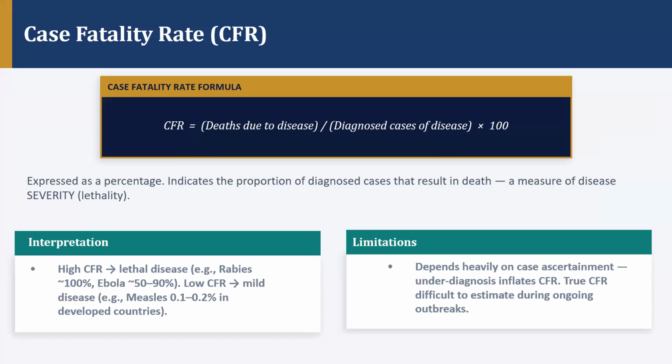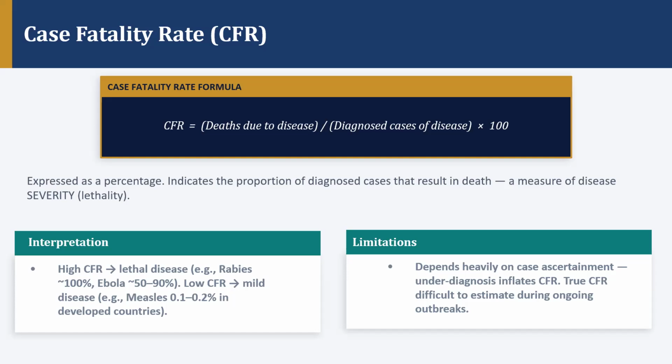Next is the case fatality rate. The formula of case fatality rate is deaths due to disease divided by the diagnosed cases of that disease multiplied by 100. It is expressed in percentage, indicating the proportion of diagnosed cases that result in death, a measure of disease severity. So, interpretation: a high case fatality rate means lethal diseases, for example rabies, which is approximately 100%, and Ebola, 50 to 90%. A low case fatality rate is seen in mild diseases like measles, 0.1 to 0.2% in the developed countries.